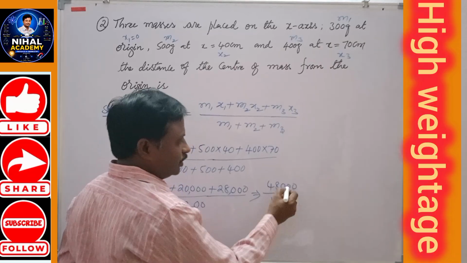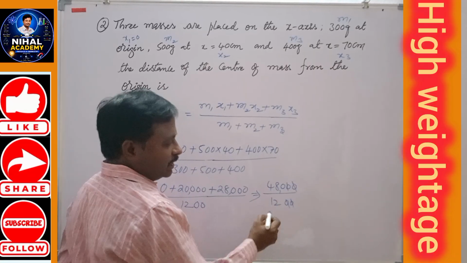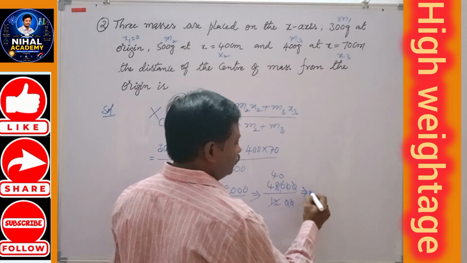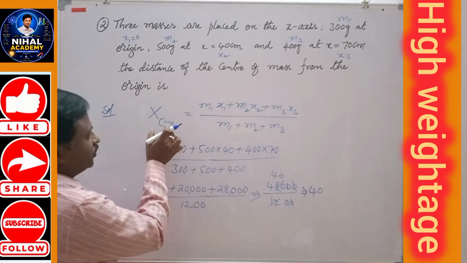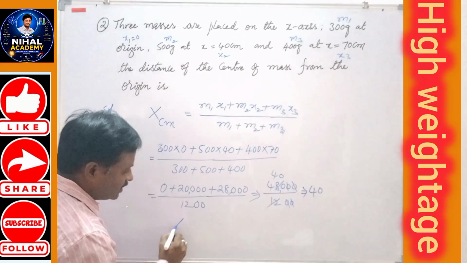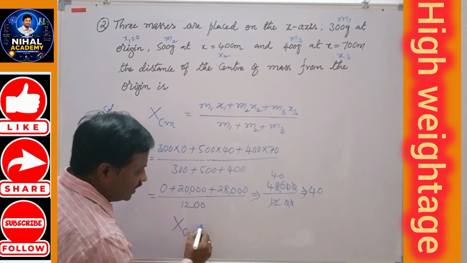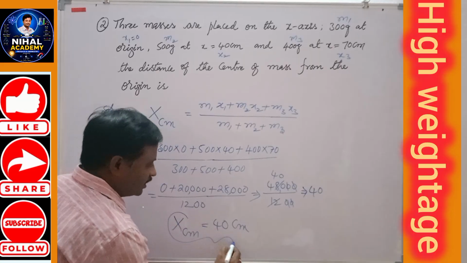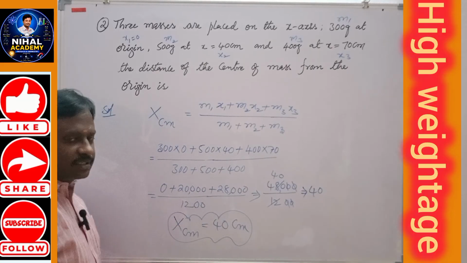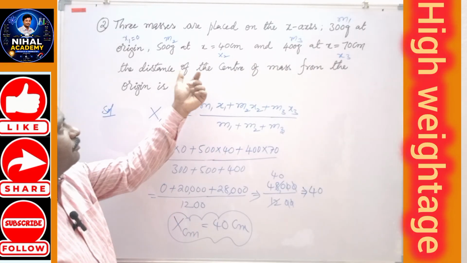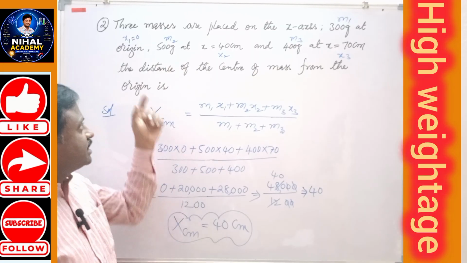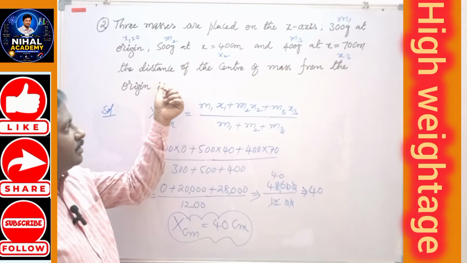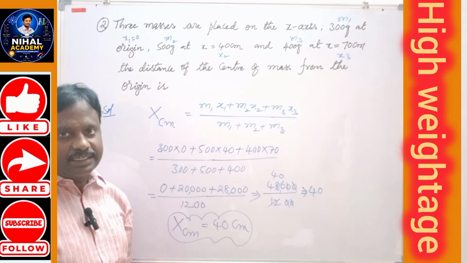by 1200. 2 zeros cancel. Now 12 here 4 times cancel, and here 0, so 40 times equal to 40. So what we have calculated, center of mass xcm, is equal to 40 centimeters. So this is the answer, 40 centimeters. The distance of the center of mass from the origin is 40 centimeters.